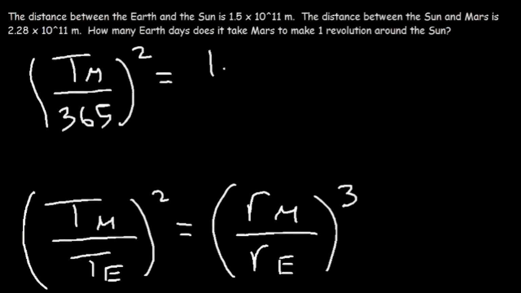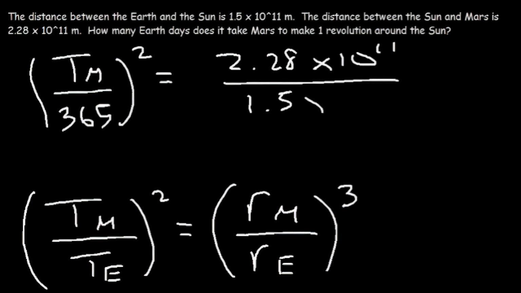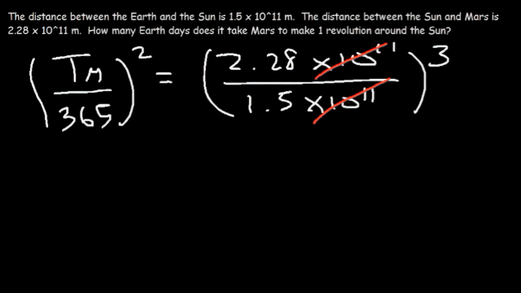The distance between Mars and the Sun is 2.28 times 10 to the 11, and the distance between the Earth and the Sun is 1.5 times 10 to the 11. So we can get rid of the 10 to the 11, those two things cancel. So 2.28 divided by 1.5, that's 1.52, and let's raise that to the third power. So the right side of the equation is 3.51181.